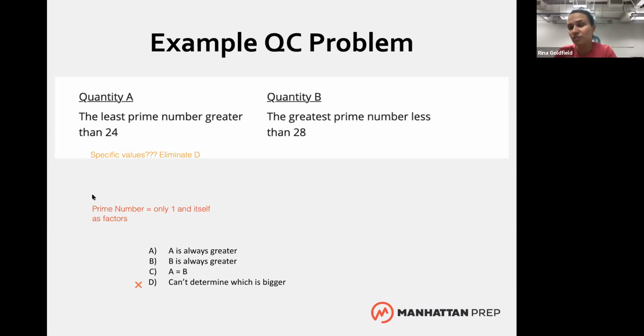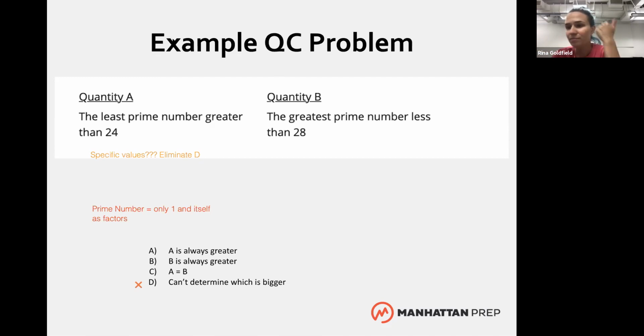So I put up here a definition of prime number. Only one and itself are factors. That's not our big focus today, but just to give us a tiny fingernail-sized glimpse of prime numbers. The least prime number is greater than 24. So I'm trying to get bigger than 24, but the smallest one that's bigger than 24, the next one that's coming up after 24.